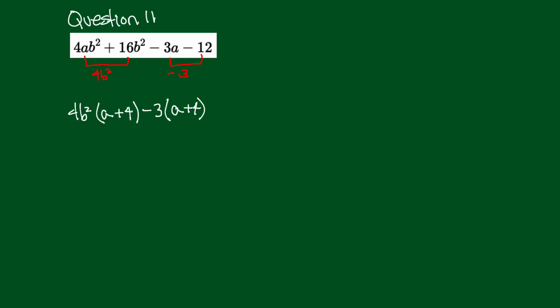And that's what we were expecting, right? I was expecting to get that in common. If I didn't, I'd worry about it and recheck it, because these problems are made so that this works. So I get that a plus 4 is common, and if you take out that a plus 4, what's left? 4b squared minus 3. And that is the factored form.